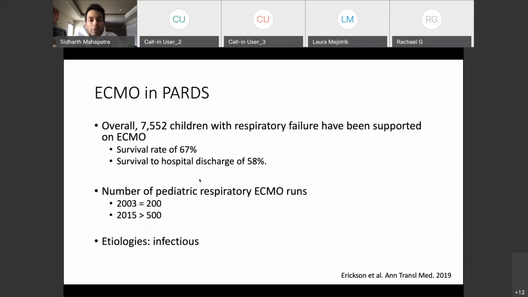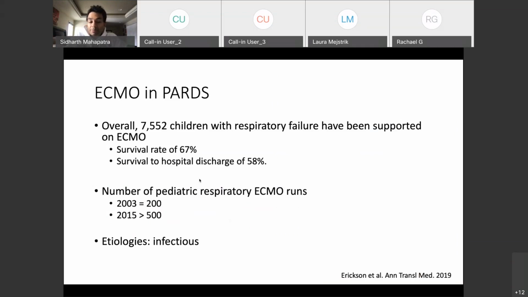So what about ECMO in PARDS, right? Overall, in the ELSO database, there are about 7,500 children with respiratory failure that have been supported on mostly VV ECMO, with a proportion of them on VA ECMO. The survival rate of these patients is about 67%, and survival to discharge is about 60%. So if a child gets to that point, you're already thinking that their chance of survival is down to 60 to 70%.